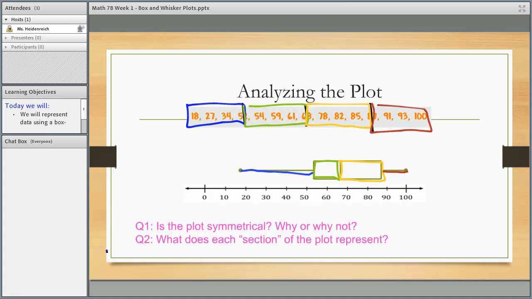But on a number line, it's not all evenly spaced. So each section of the plot represents a quarter of the data, but you can't necessarily look at that the way that the whiskers are compared with the pieces of the box. They don't all look the same size. But as far as the data set is concerned, that's how they're related to each other.